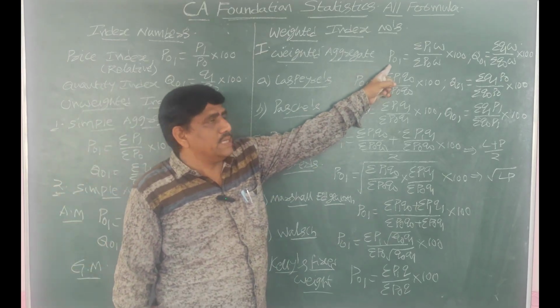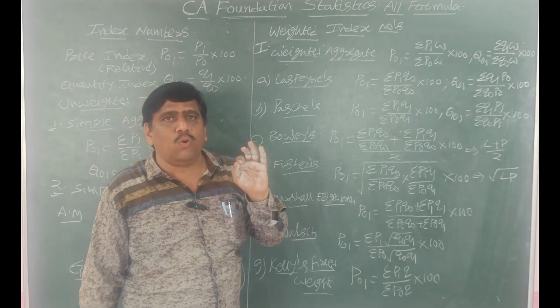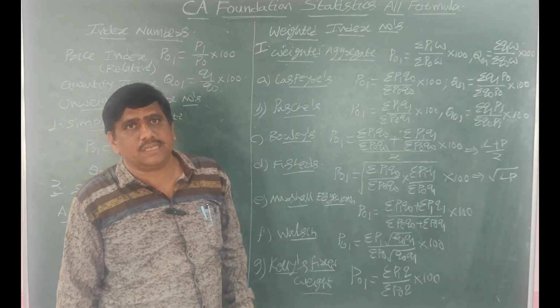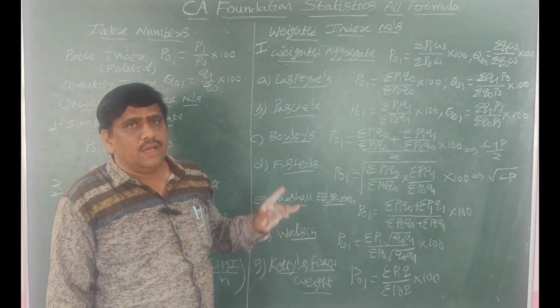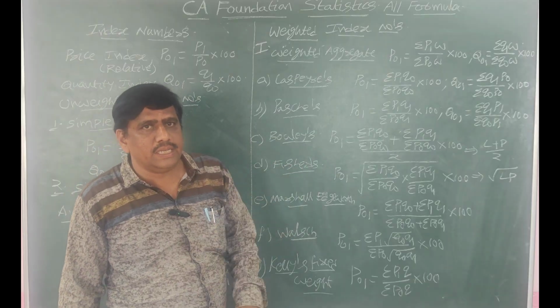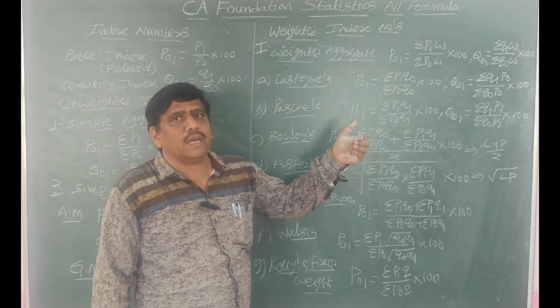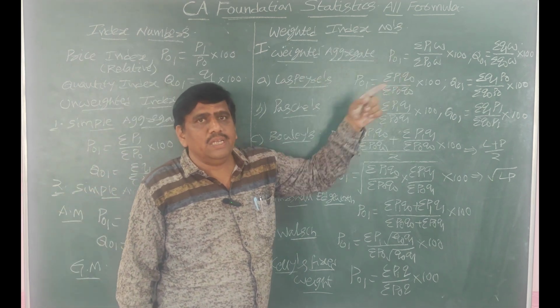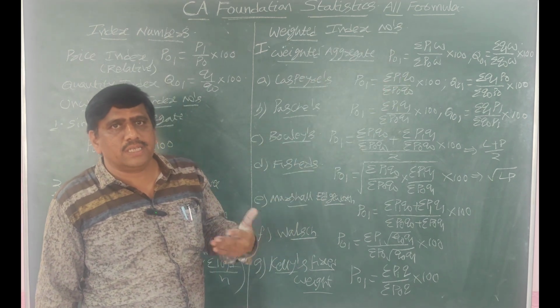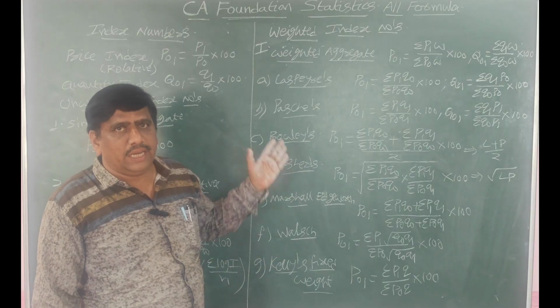For computing price index numbers, quantities are taken as weights. For computing quantity index numbers, prices are taken as weights. For price index, weights are quantities. For quantity index, weights are prices. So this is the weighted aggregate formula. W means weight. By changing these weights, we can get different formulas.